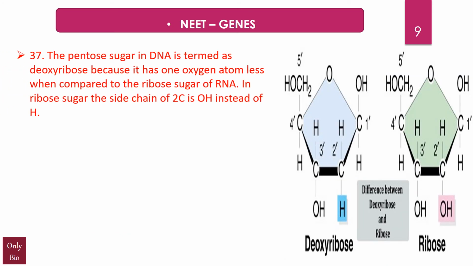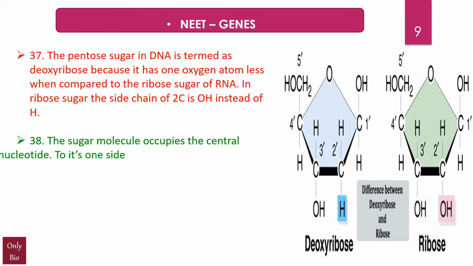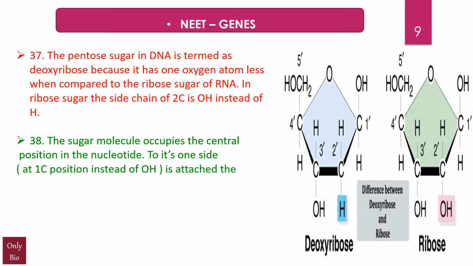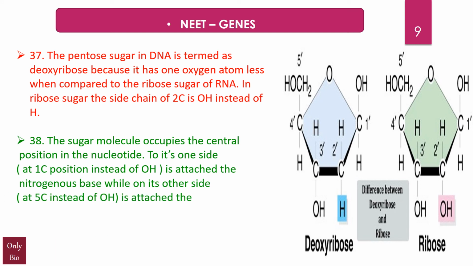Point number 37. The pentose sugar in DNA is termed deoxyribose because it has 1 oxygen atom less when compared to the ribose sugar of RNA. In ribose sugar, the side chain of 2 carbon is OH instead of H. Look on the screen, you can see deoxyribose and ribose being drawn simultaneously for you to understand the difference. Point number 38. The sugar molecule occupies the central position in the nucleotide. To its one side at 1 carbon position, instead of OH, is attached the nitrogenous base, while on its other side at 5 carbon, instead of OH, is attached the phosphate group.